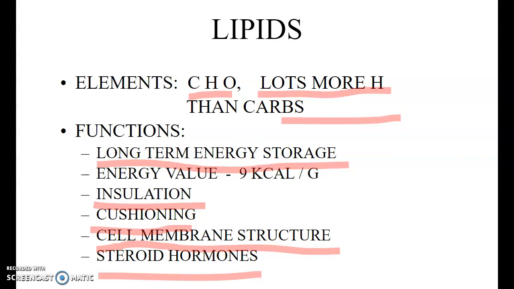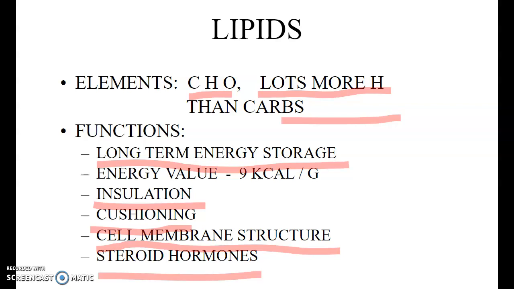You think about fats. Lipids are a fat. And they contain C, H, and O also. And you may say, well, Miss Brown, how will I tell the difference? It's going to have lots more hydrogen than carbs do. And you'll see that in just a moment. All right, functions, long-term energy storage. It's the stuff you store up and use later. And if you don't use it, you hang on to it, as some of us know. The energy value of this is 9 kilocalories per gram. So fats have double the energy per weight or per mass than carbohydrates.